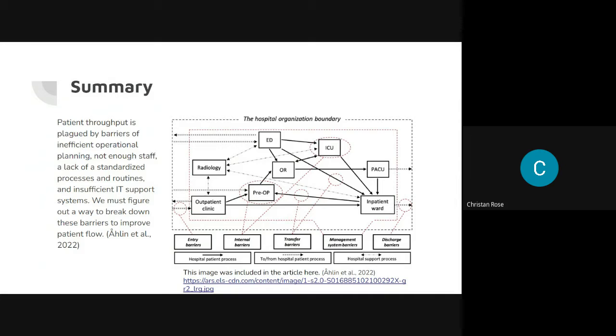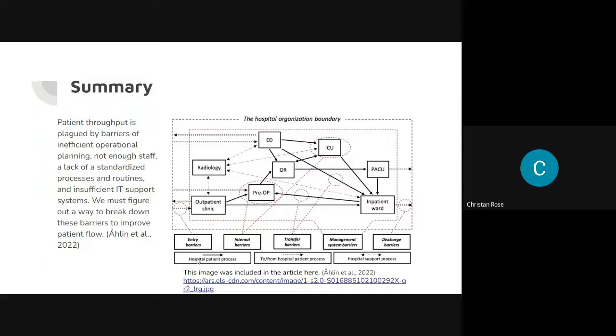Patient throughput is plagued by barriers of inefficient operational planning, not enough staff, a lack of standardized processes and routines, and insufficient IT support systems. We have to figure out a way to break down these barriers to improve patient flow. In the article that I read about some of the barriers to good patient throughput, I found this image, which I felt was a really good visual display of where the barriers are.